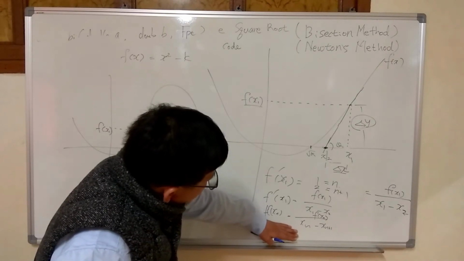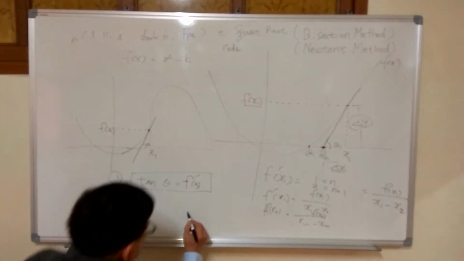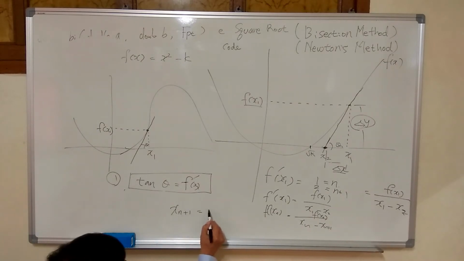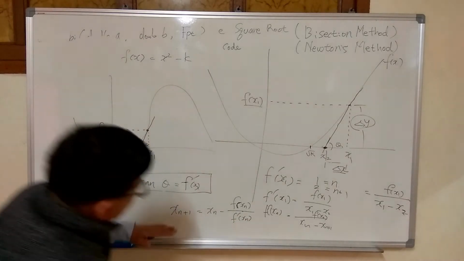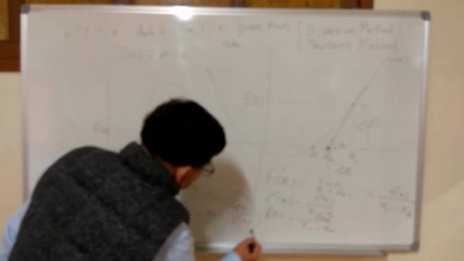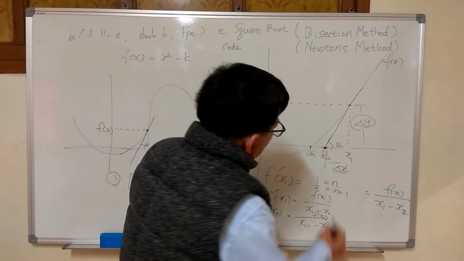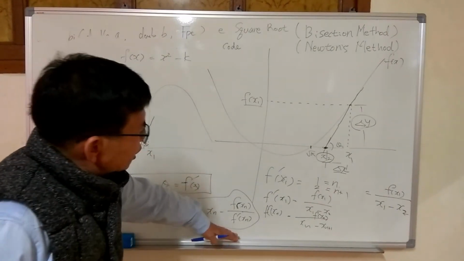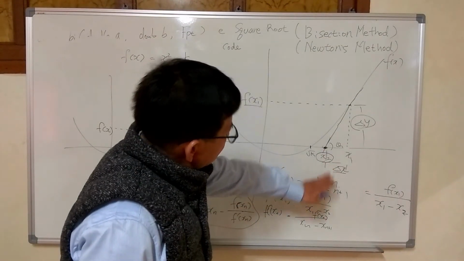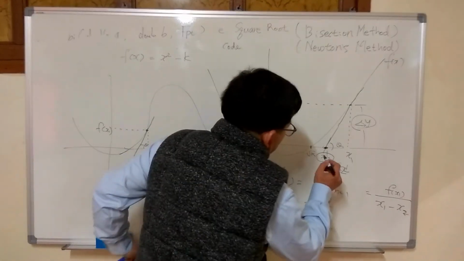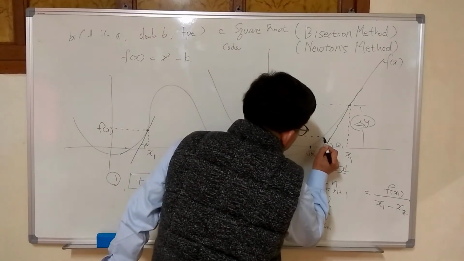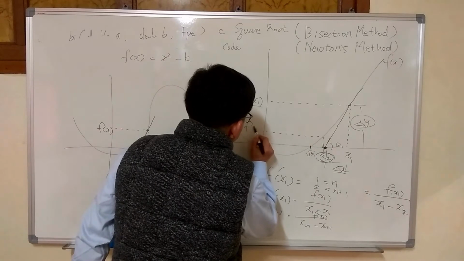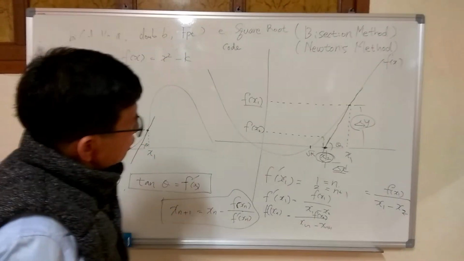If we arrange this equation, it becomes like this. Xn plus 1 equals xn minus f(xn) over f prime xn. It becomes like this. This is Newton's method. So after we first find x2 using this equation, we apply this equation once again. Say now we use this. This is x2, f(x2), like this, okay?